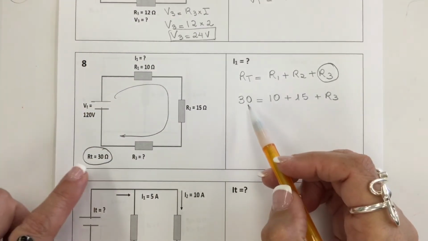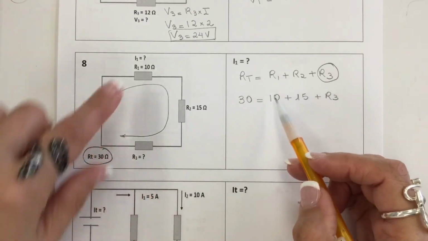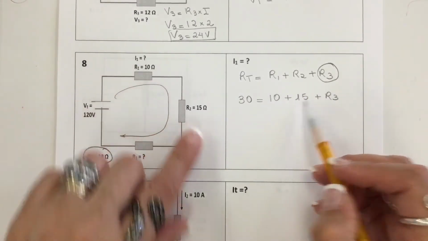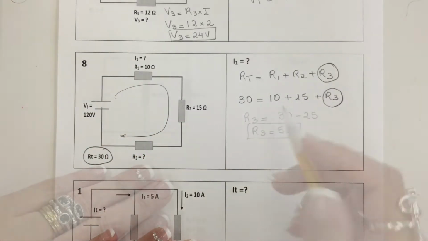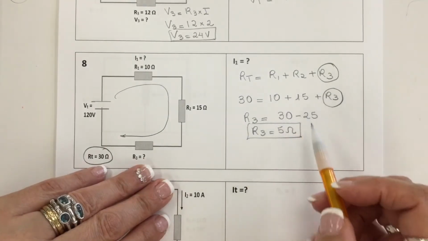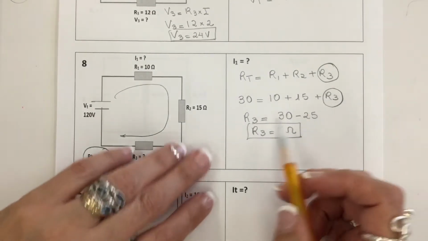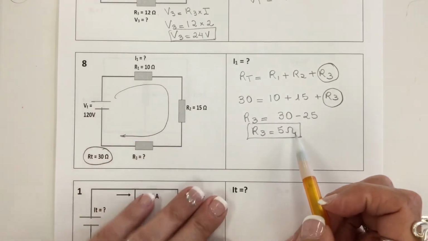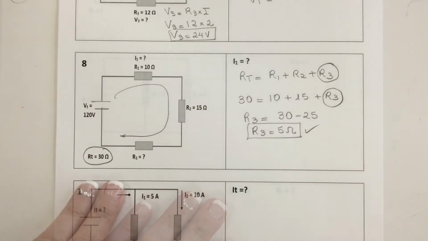Total resistance is 30. R1 is 10, R2 is 15, and I'm looking for R3. So 10 plus 15 is 25. So R3 is 30 minus 25, which is 5 ohms.